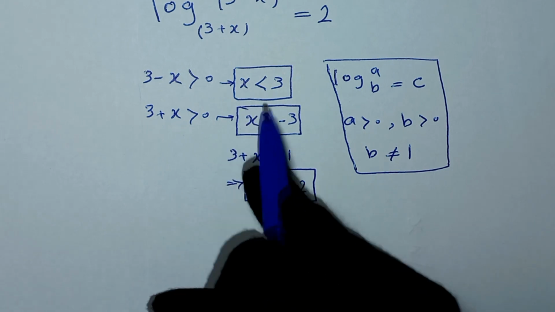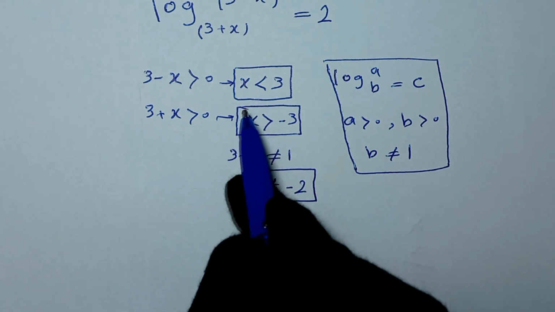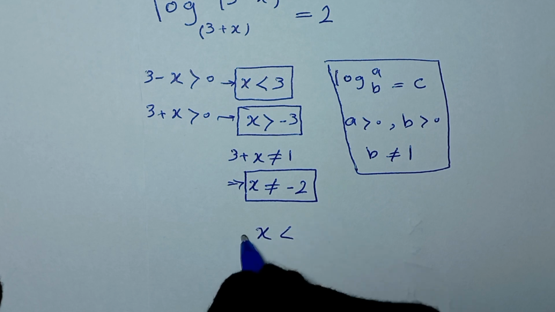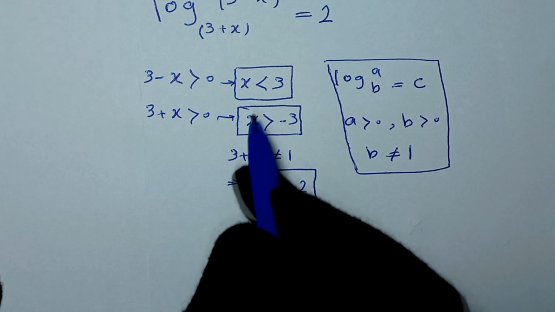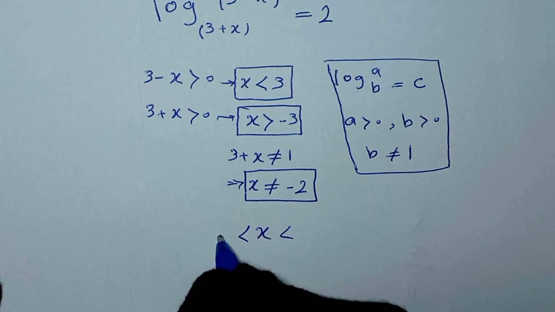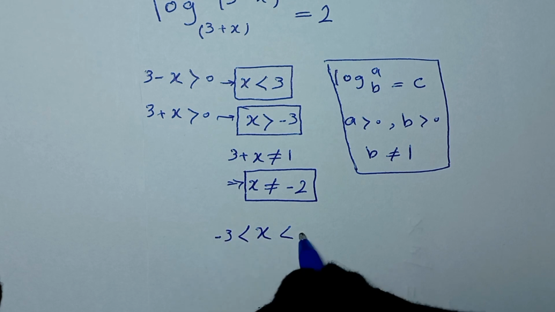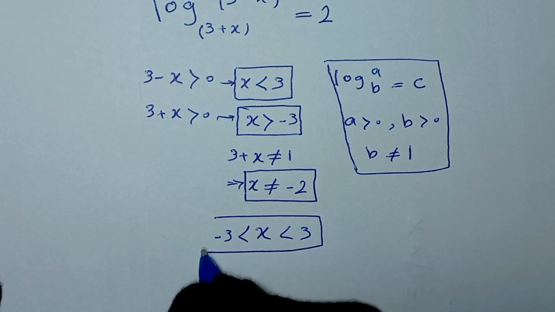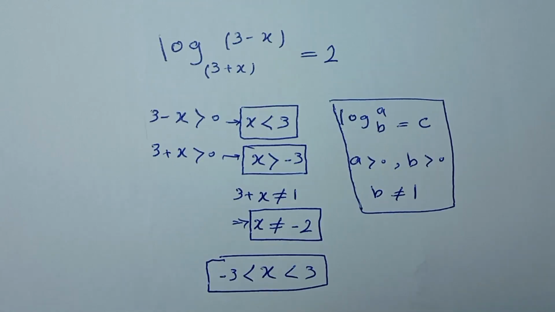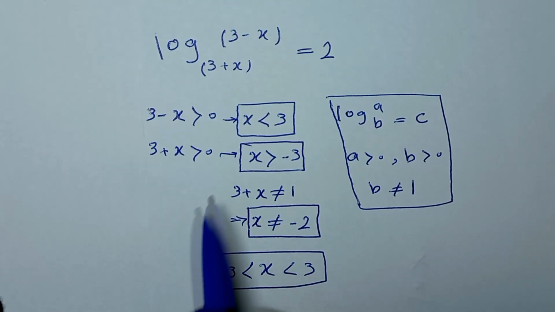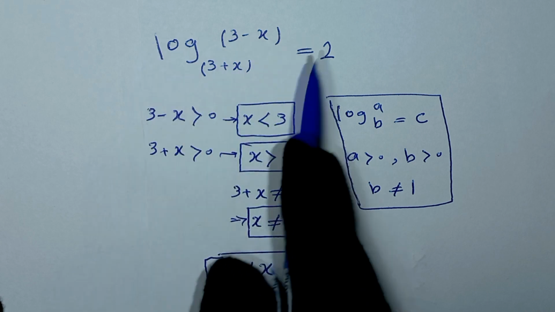And in here also we can understand that x should be greater than negative 3 and less than 3. Okay? So this is our condition for x, and in here let's solve this.